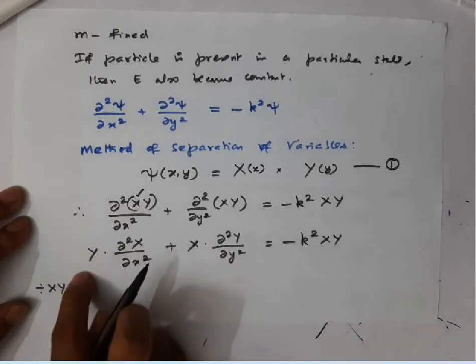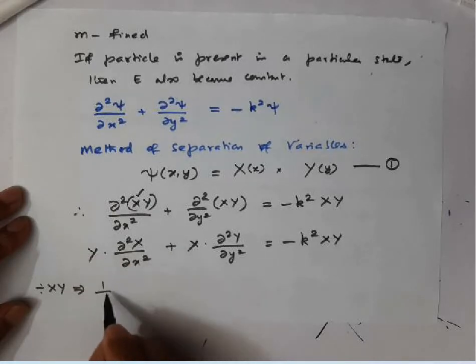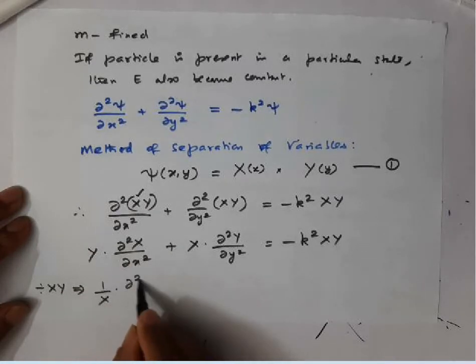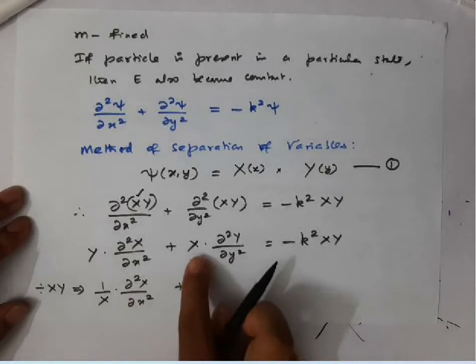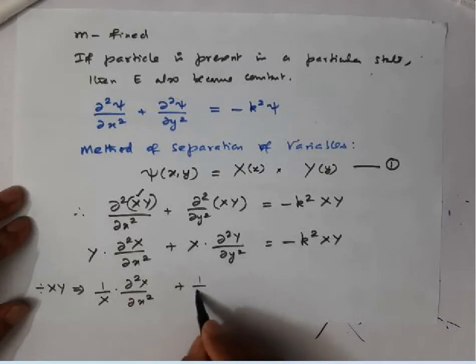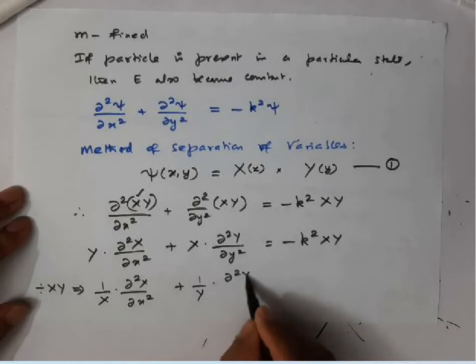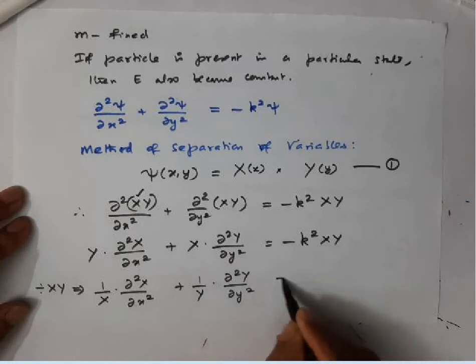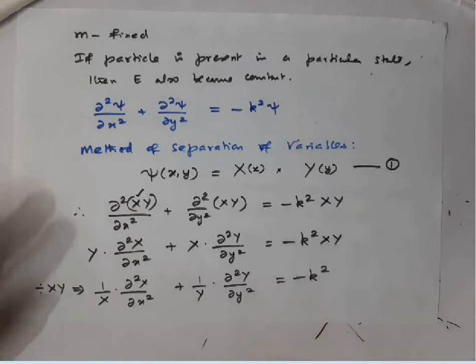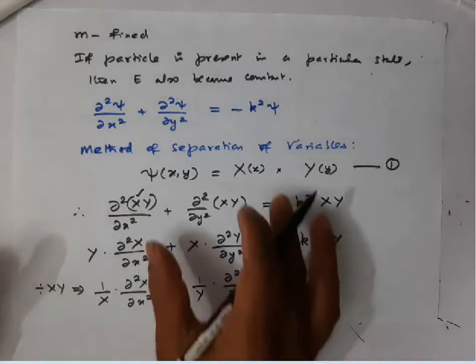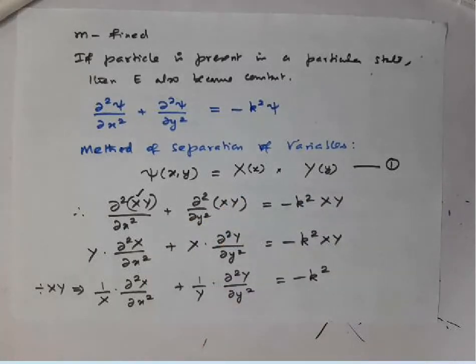So if I divide this by xy, y cancels, you will get 1/x into ∂²x/∂x², plus similarly here if I divide by xy, x cancels, you will get 1/y into ∂²y/∂y² equal to minus k². So this is the equation we get by using this method of separation of variables.